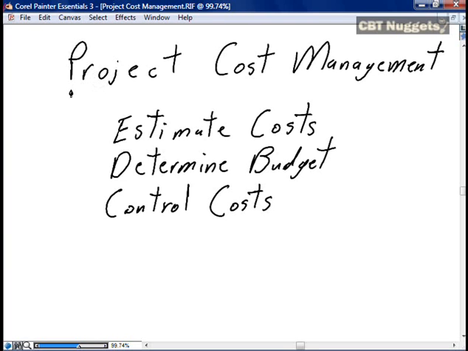This nugget is the first of two in the series on project cost management. This nugget is focused on the first two elements, estimating the project costs and determining the project budget.